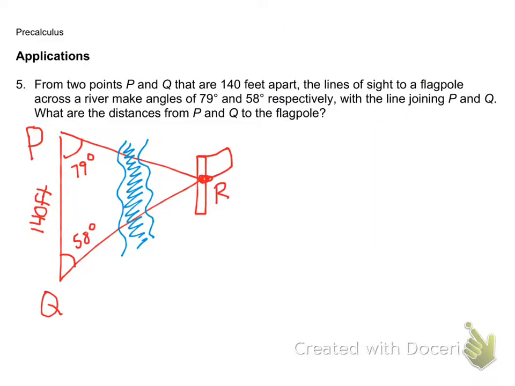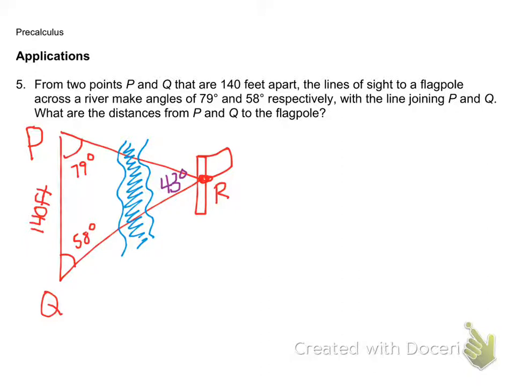Okay, so from 2 points P and Q that are 140 feet apart, the lines straight to a flagpole across the river make angles of 79 and 58 degrees with the line joining P and Q. What are the distances then from P and Q to the flagpole? So Q to R and P to R is what we're trying to figure out. The first thing we need to do is find the angle R, and we would do 180 minus 79 minus 58, and when we do that, we get 43 degrees.